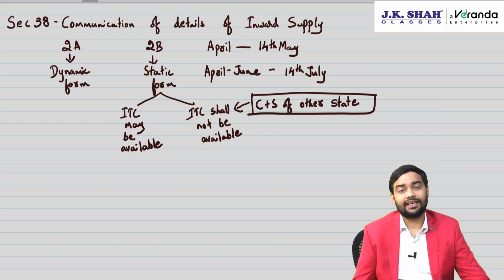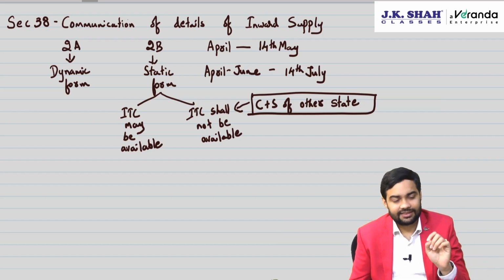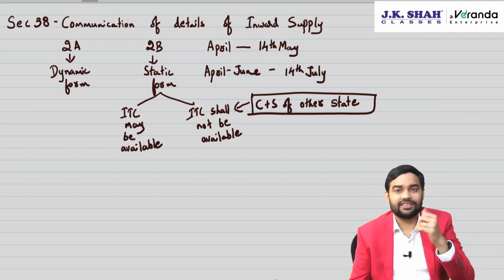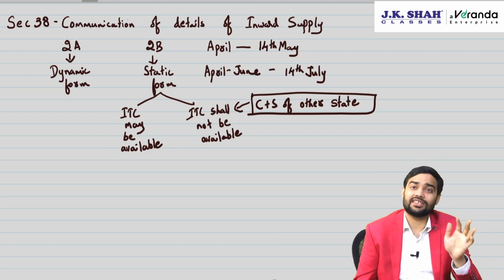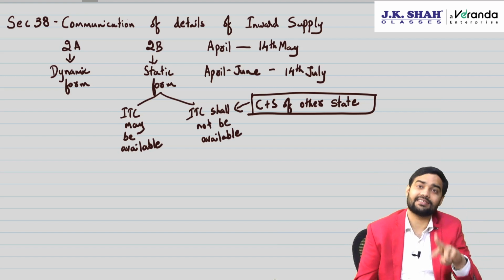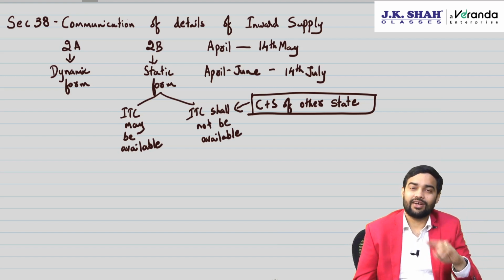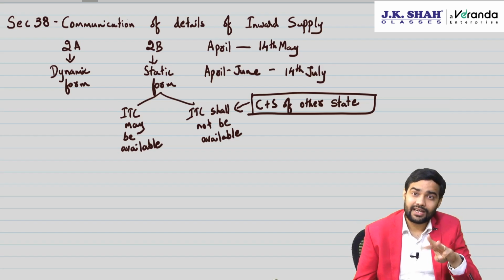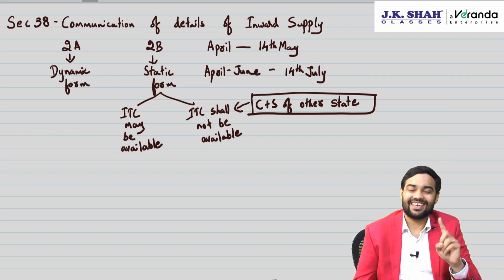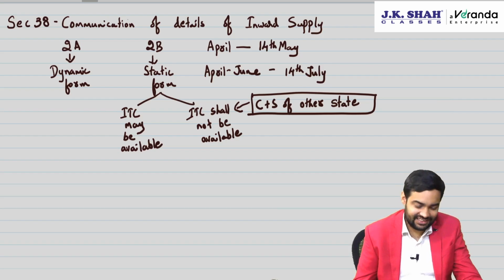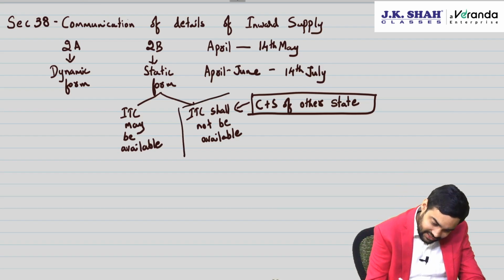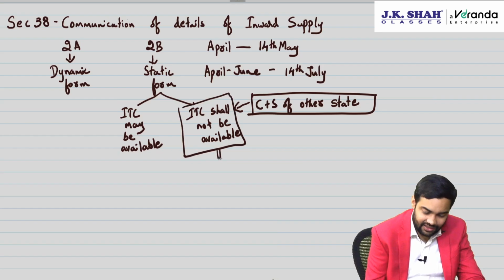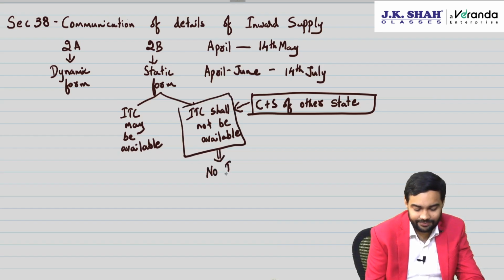Now, see, you learned conditions to avail ITC. You have the invoice, you have received the goods or services, subject to section 41 supplier has paid the tax, you have filed a valid return, supplier has filed one and it is communicated in 2B, and last one was ITC is not restricted under section 38. The moment it is restricted under section 38, no ITC.